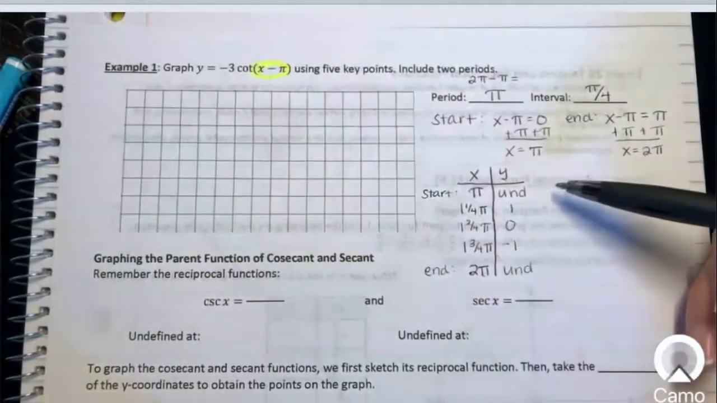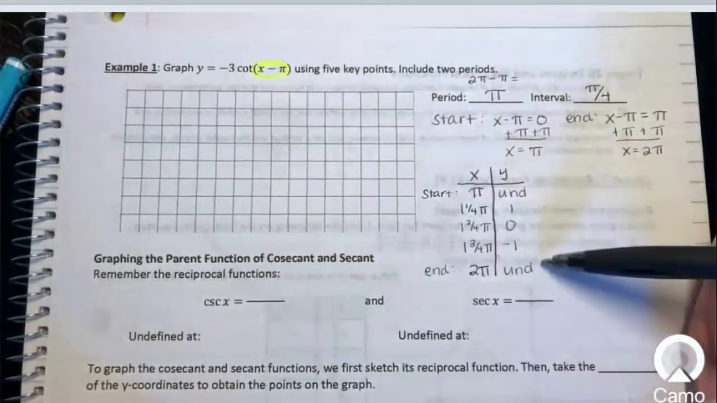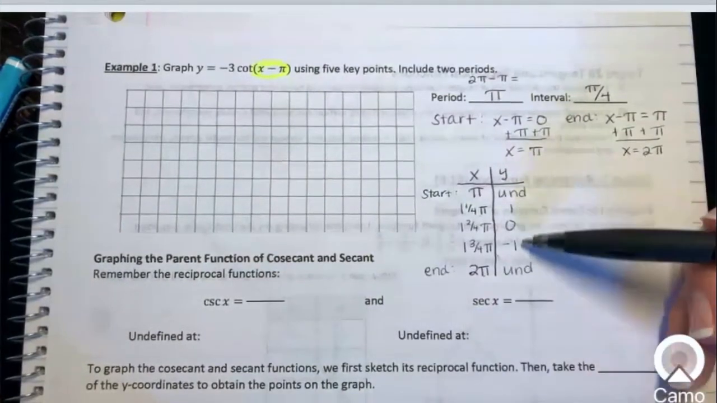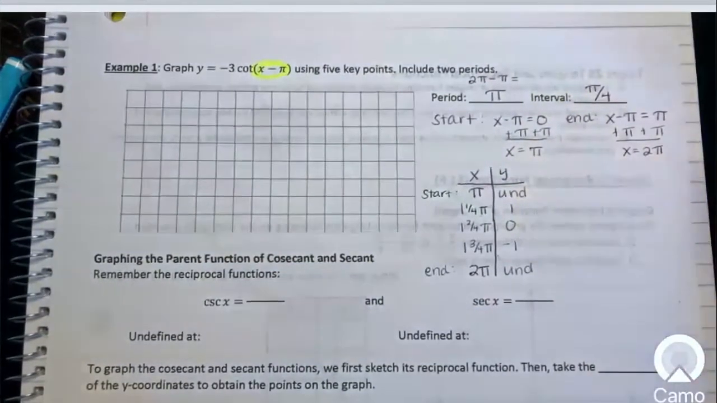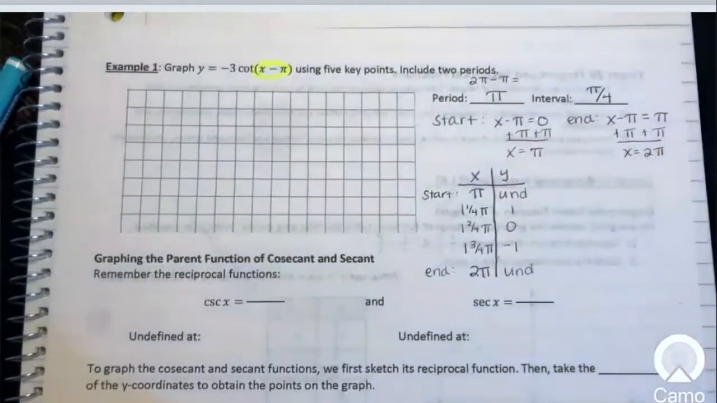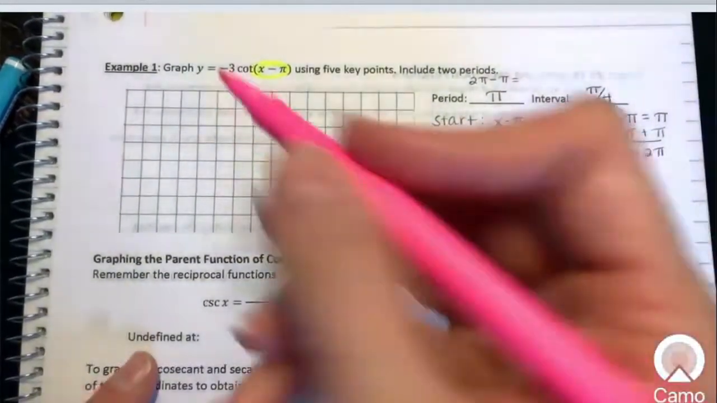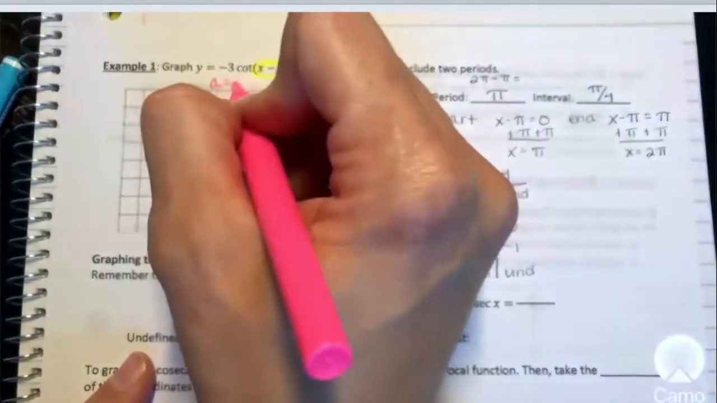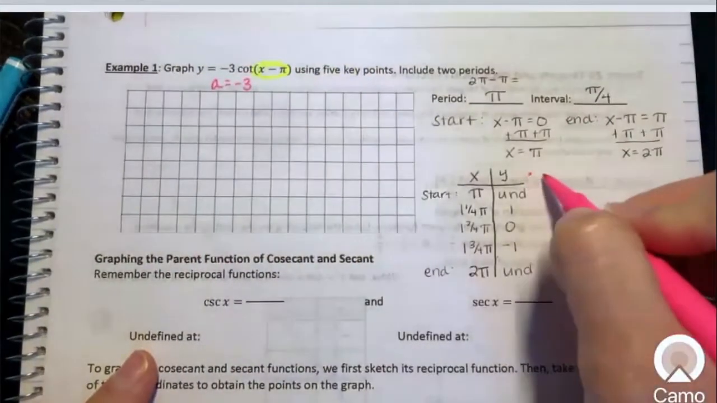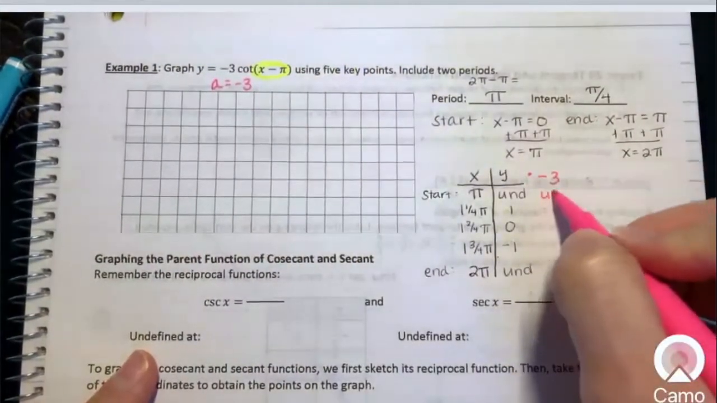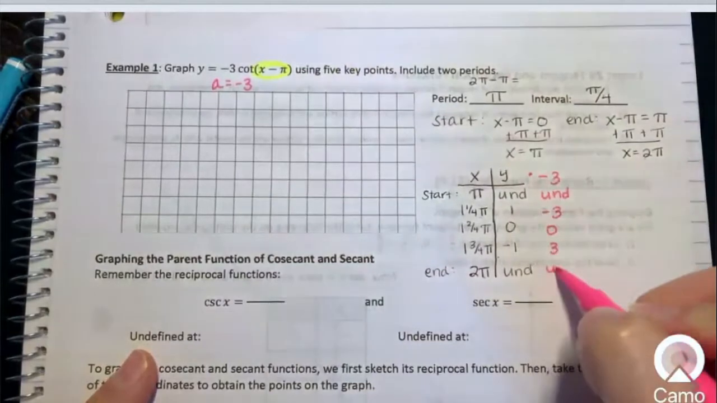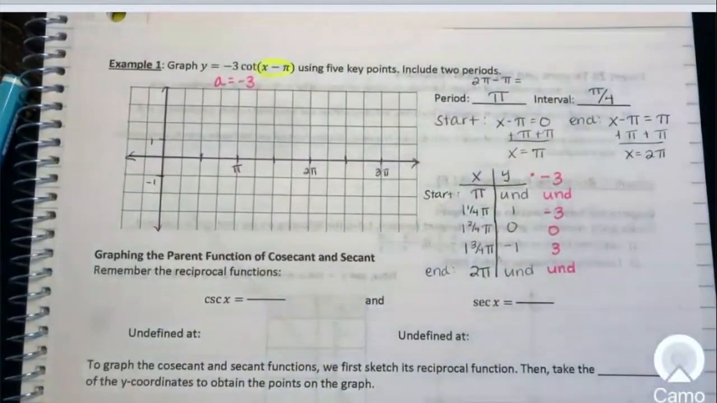Now we're going to use our parent function y values, and we know that those are decreasing, so they're going down. The last step is to multiply by our a value. So we're multiplying by -3. Now we can go ahead and graph our function.